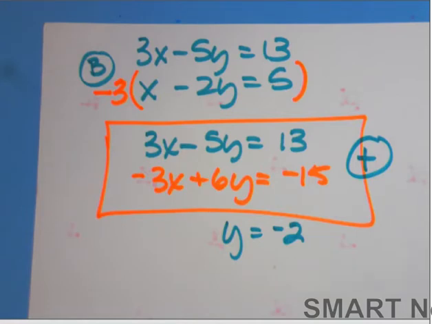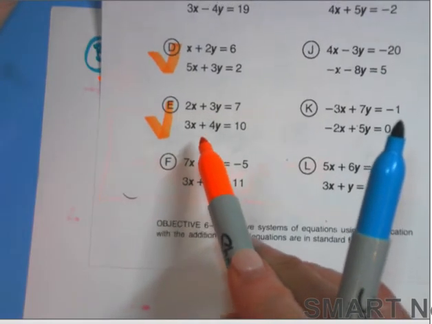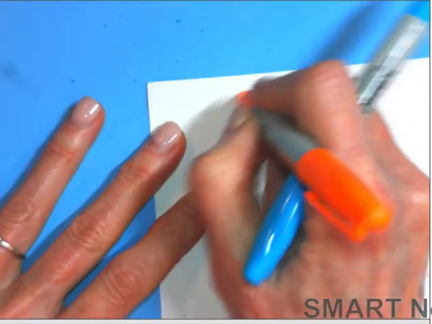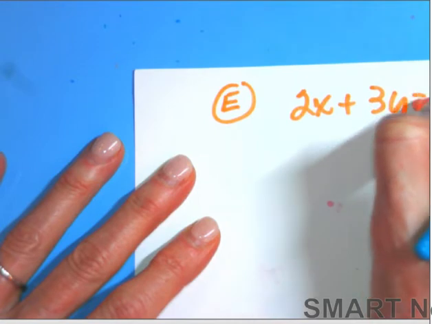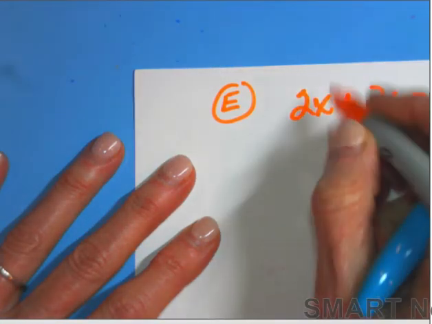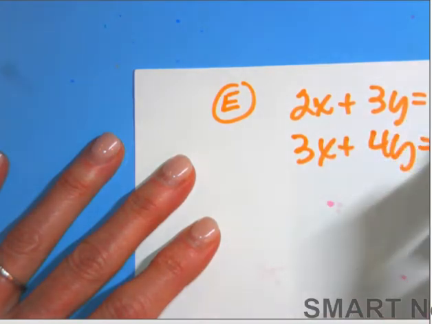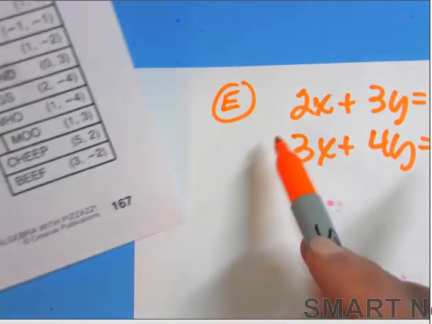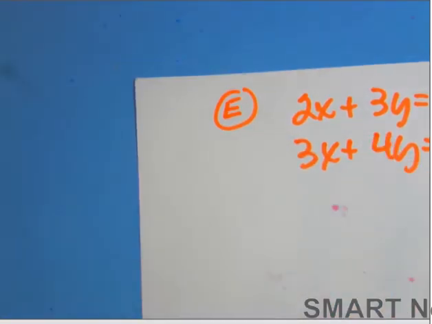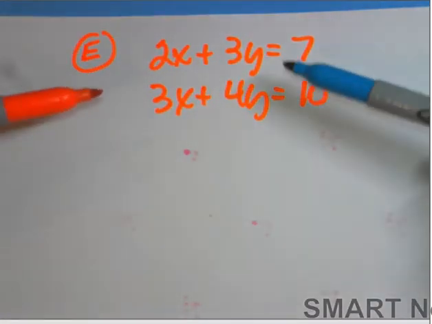Let's look at letter D. Actually, no, let's look at letter E. Let's look at letter E on the video next. So here's letter E. Let me copy this. Letter E, I've got 2x plus 3y equaling positive 7, or 3x plus 4y equaling positive 10. Let me make sure I copied that right. Letter E. Got it. Okay, so looking at this, everybody's positive. I have no alternating signs on any of the variables.